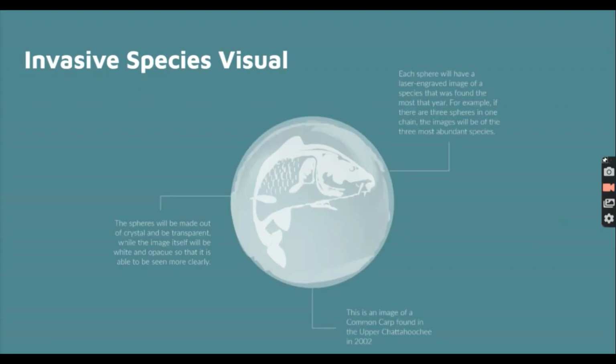So here is a detailed design of the crystal sphere that represents the invasive species. Each sphere will have a laser-engraved image of a species that was found the most that year. For example, if there are three spheres in one chain, the images will be of the three most abundant species. The spheres will be made out of crystal and be transparent, while the image itself will be white and opaque so that it's able to be seen more clearly. In this example, this is an image of a common carp found in the upper Chattahoochee in 2022.